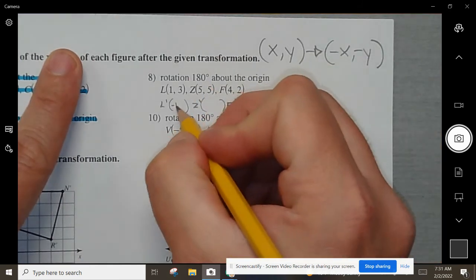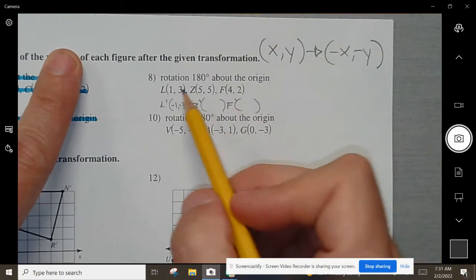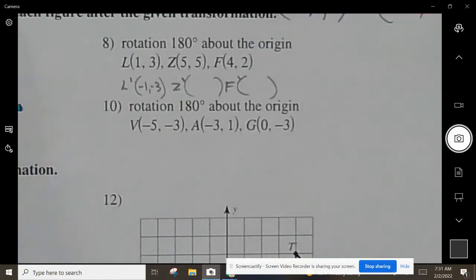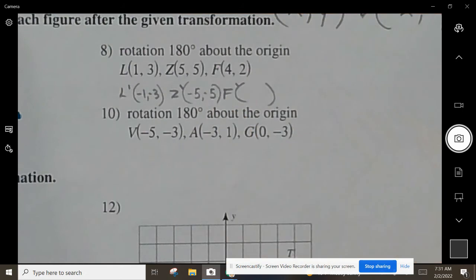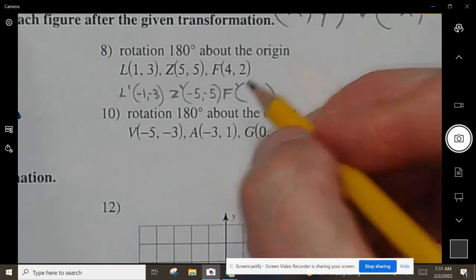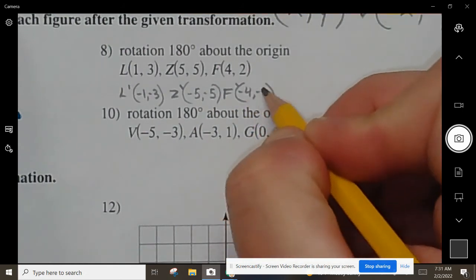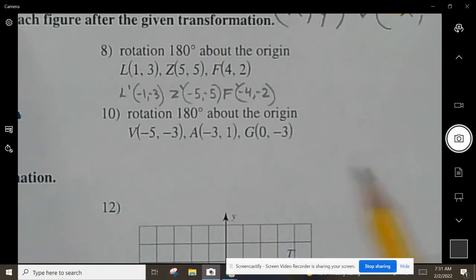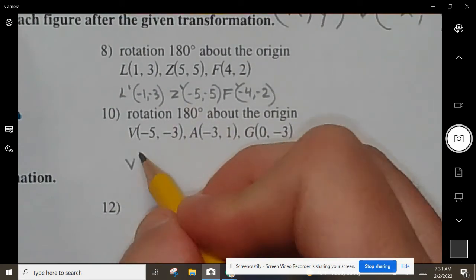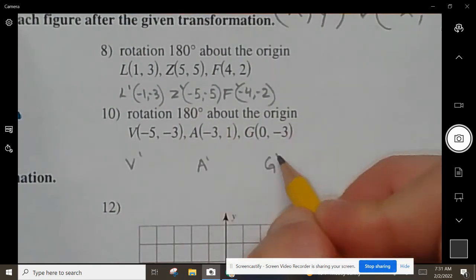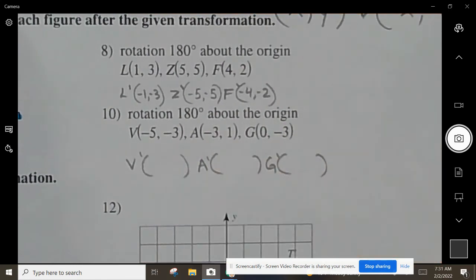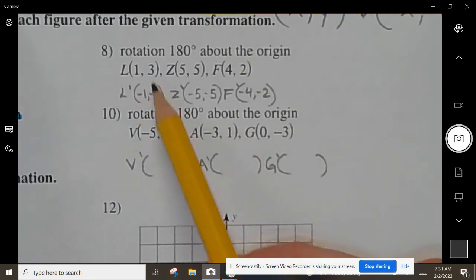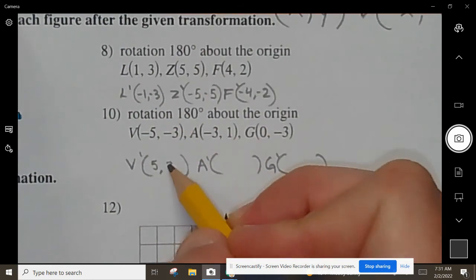This is going to become -1, -3. It completely changed, okay? And then 5, 5 is going to become -5, -5. It completely changes its sign. And then -4, -2. Okay? What about this one right here? V prime, A prime, G prime. This is going to completely change. Just like this 1, 3 became -1, -3, -5, -3 becomes +5, +3.